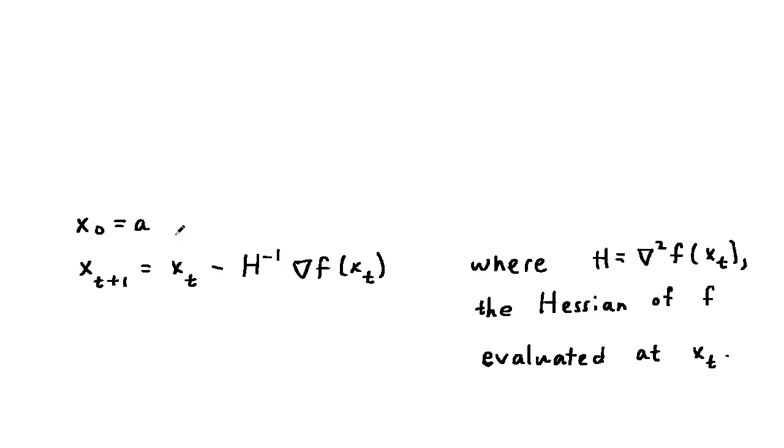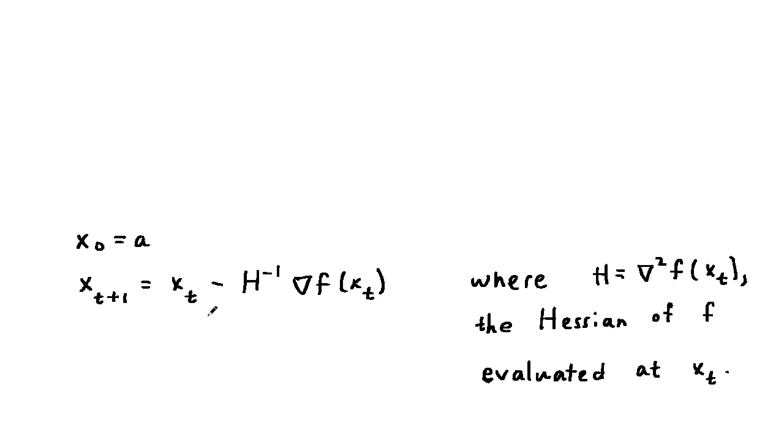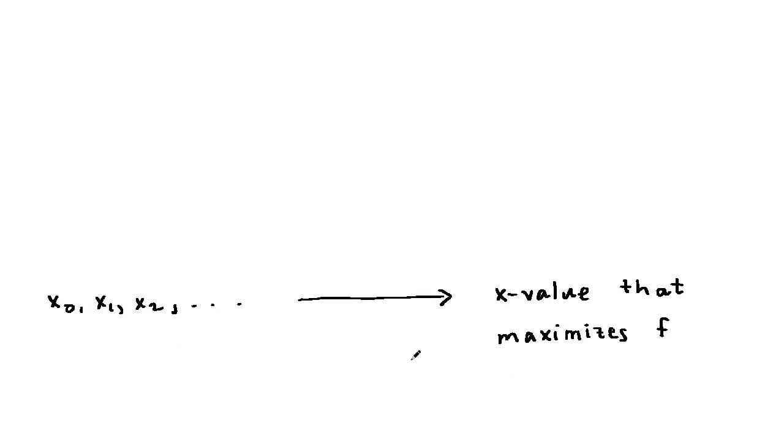Let x naught be a, and x sub t plus 1 be x sub t minus H inverse gradient of f at x sub t. We got this from here, x being a minus H inverse gradient of f at a. That's what inspires this formula. Here, H is the Hessian of f evaluated at x sub t. By iteration, we get a sequence x0, x1, x2, and so on, which should converge to the x value that maximizes f.